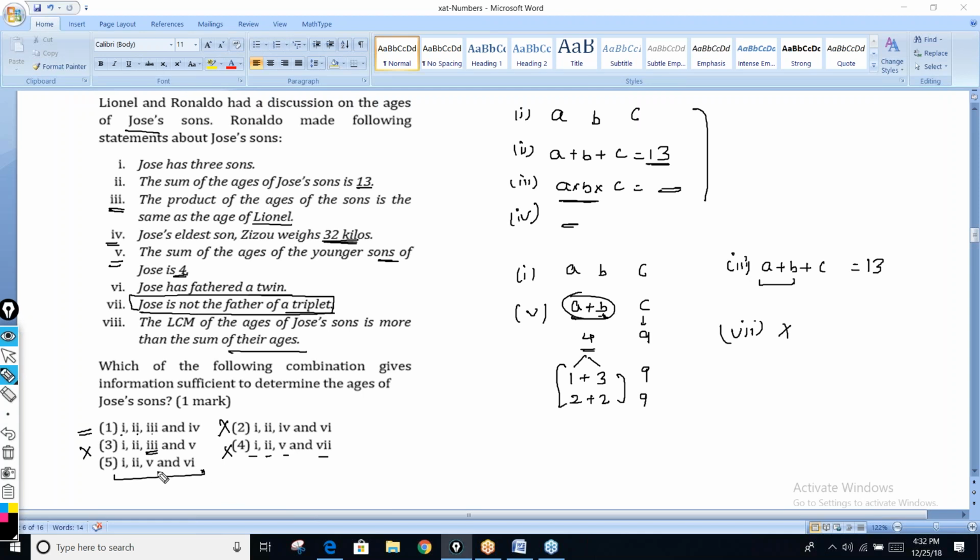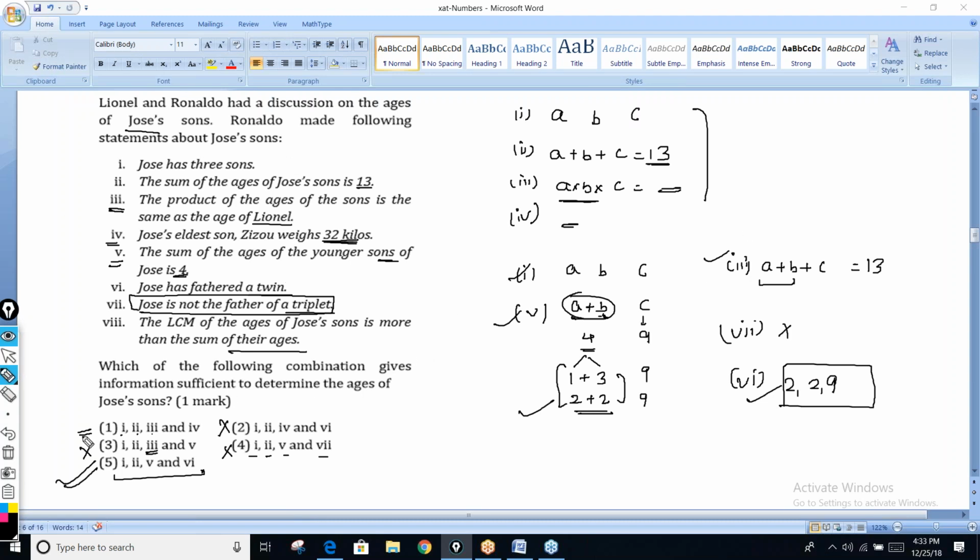But look at this: first, second, fifth, and sixth. Instead of the seventh, if I use the sixth information, it says Joe has fathered a twin. Now, if Joe is the father of twins, I can get the answer. The ages will be 2, 2, and 9. So by using the first, second, fifth, and sixth conditions, we can get the answer, not with any other combination. So that is the correct answer. So, an easy question. If you put all the information in sequence, you can go through it very easily. Do not get confused about how to use all the information. We need not use all the information.